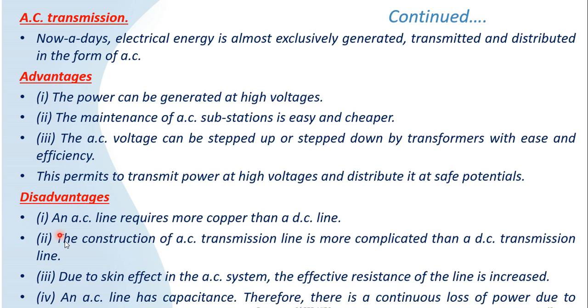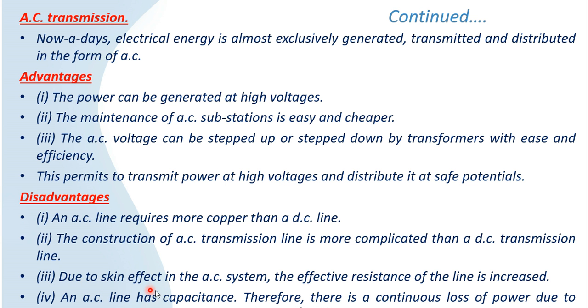The disadvantages are, an AC line requires more copper than a DC line. The construction of an AC transmission line is more complicated than a DC transmission line because it requires more number of conductors, and also we have to carry the equal distribution of inductance among the conductors.